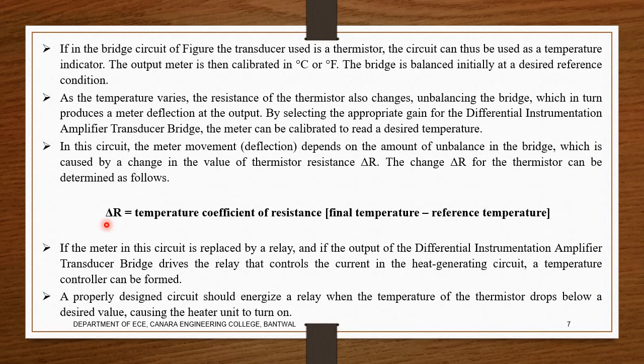So if the meter of the circuit has been replaced by the relay, and if the output of the differential instrumentation amplifier transducer bridge drives the relay that controls the current in the heat generating circuit, a temperature control can be formed. We are just replacing the meter by the relay, so it acts as a controlling device. A temperature control device can be formed.